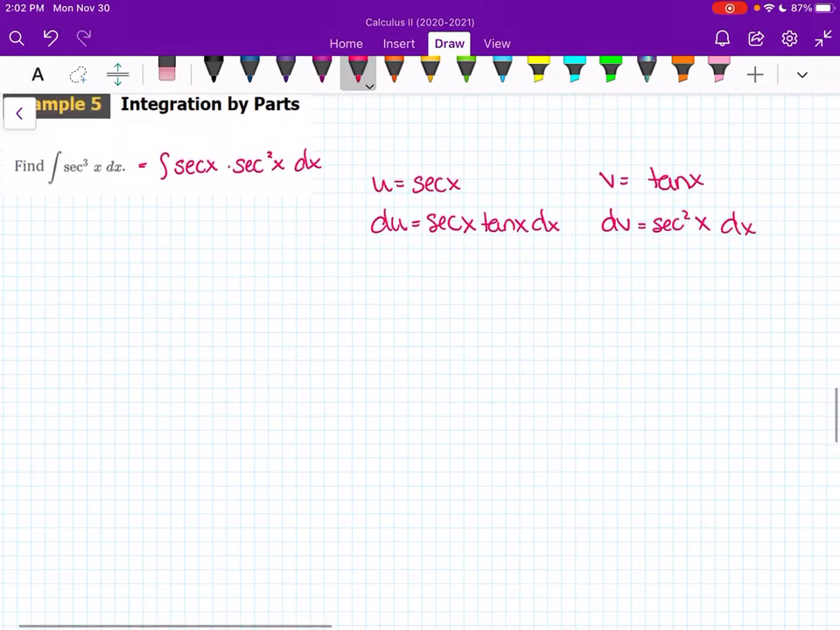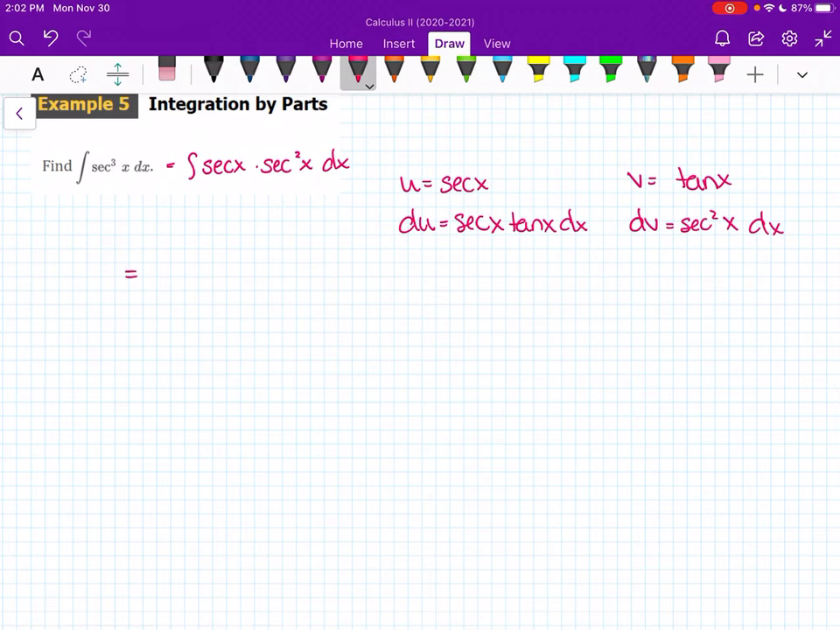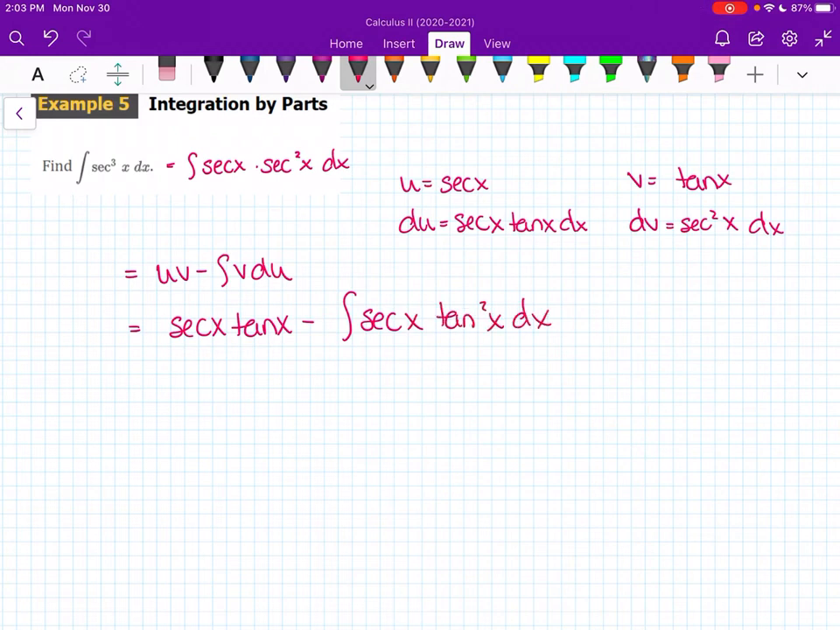All right, so now when I plug that into my formula for integration by parts, remember, we have uv minus the integral of v du. So I'm going to have secant x tan x minus the integral of secant x tan squared of x dx. And sometimes it's helpful when we go through our integrals to make sure that I have my integrals all in the same trig function. That can be a helpful trick.